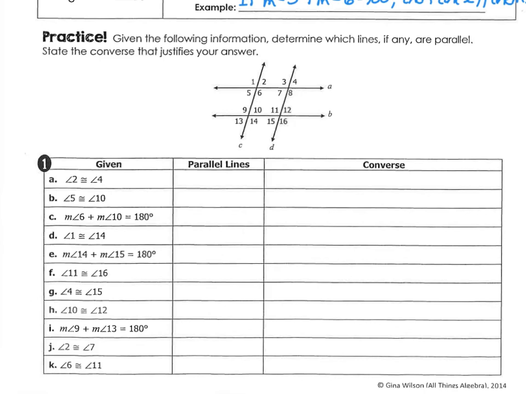So we'll begin with 1A. In 1A, we are given that angle 2 is congruent to angle 4. If you look at those two angles, those are corresponding angles. So because of that, we can prove that line C is parallel to line D. And the converse that we're using is the one for corresponding angles. So it would be the corresponding angles converse.